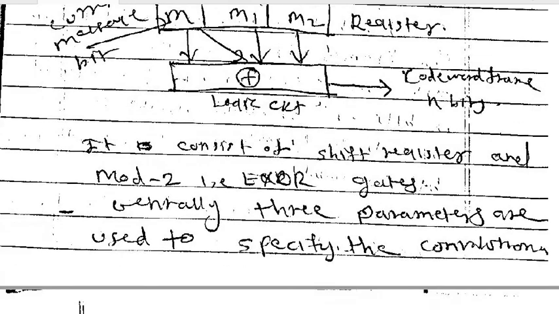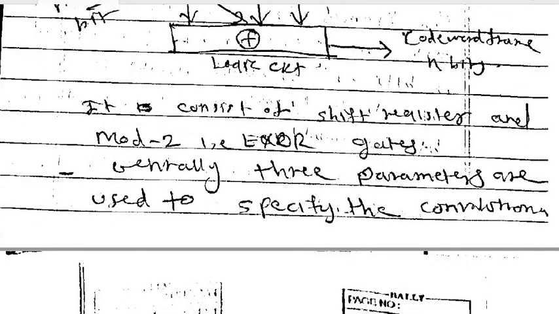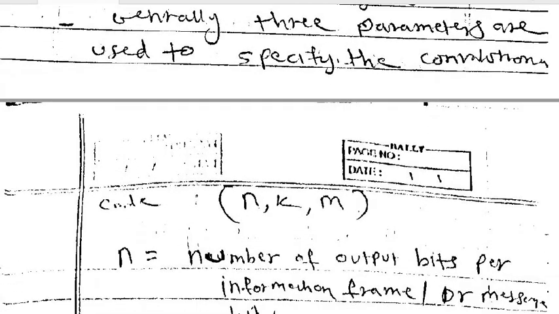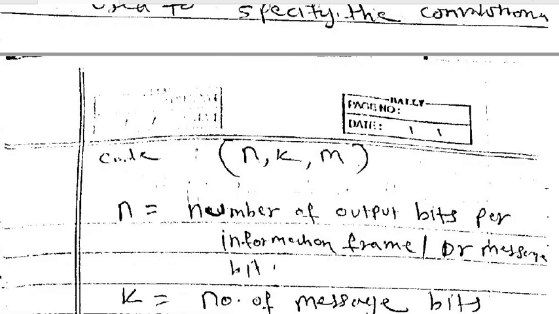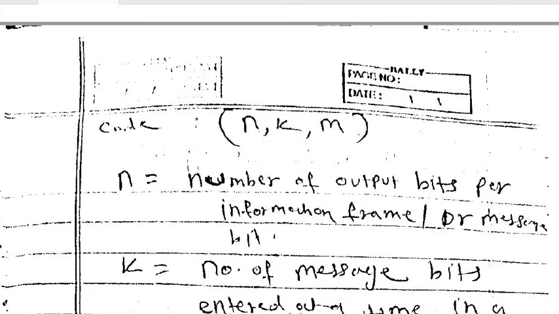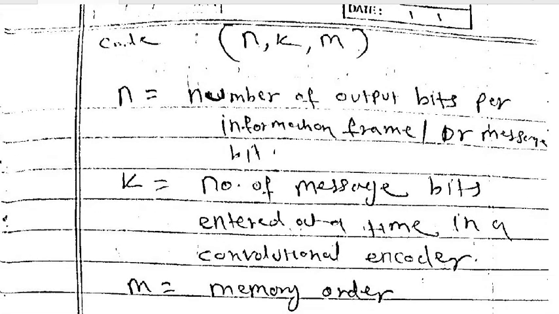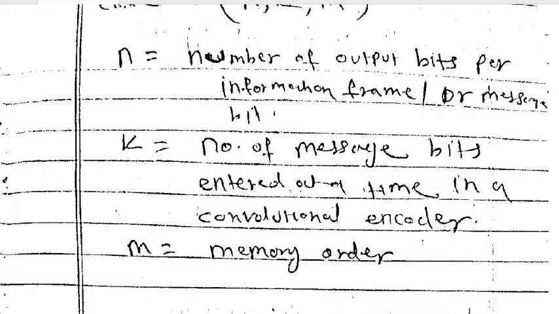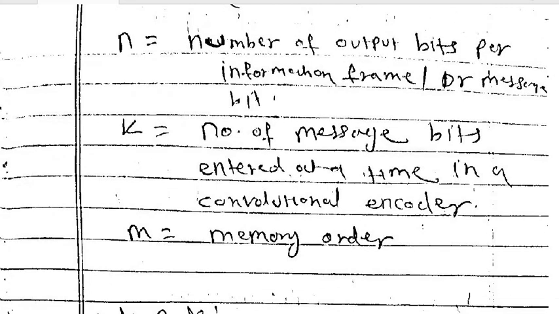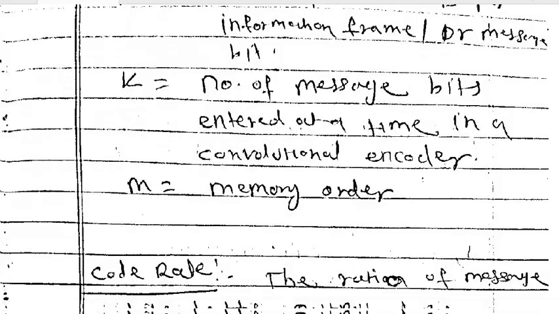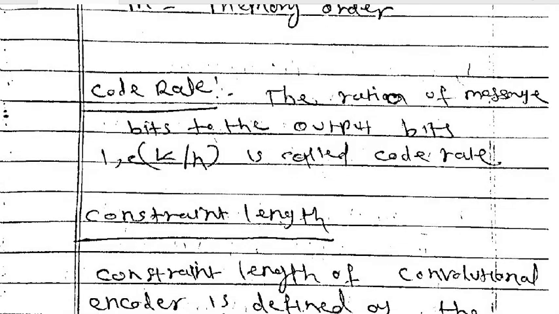Generally, three parameters are used to specify convolution codes: n, k, m. n is nothing but the number of output bits per information frame or per bit. k is nothing but the number of message bits entered at a time in a convolution encoder. m is the order of memory. Now we will see some of the terms related to convolution code.